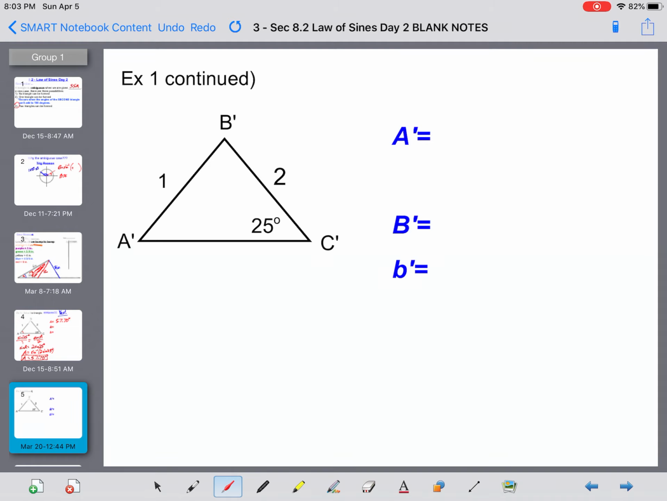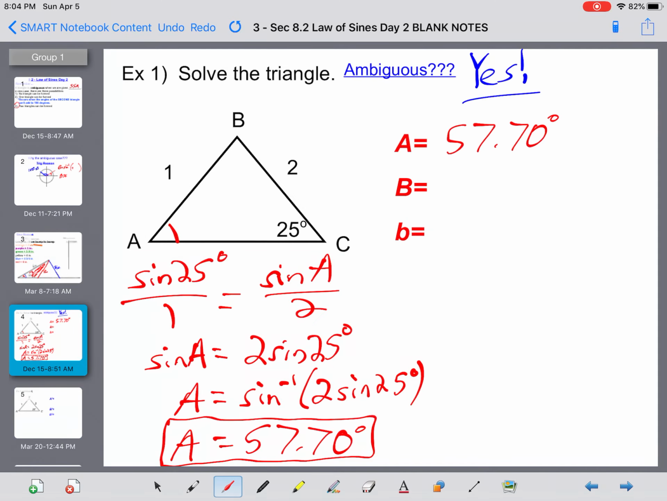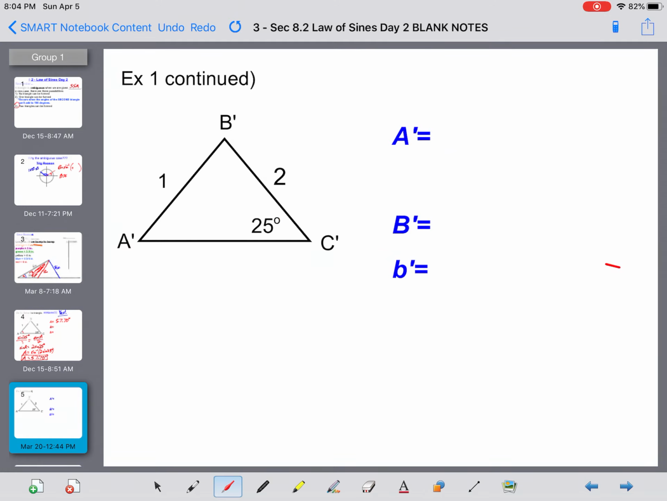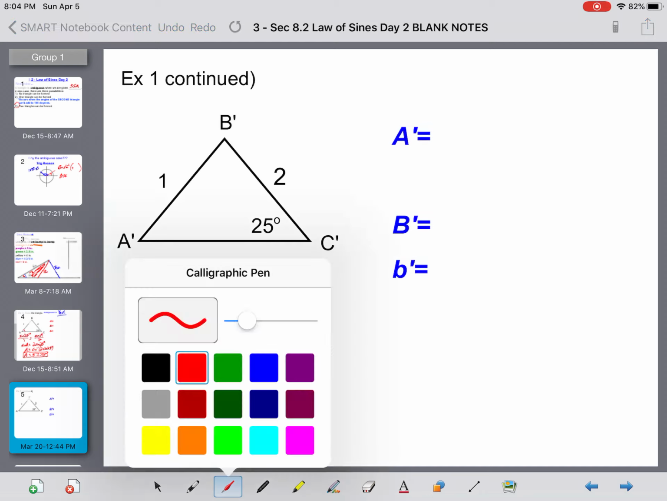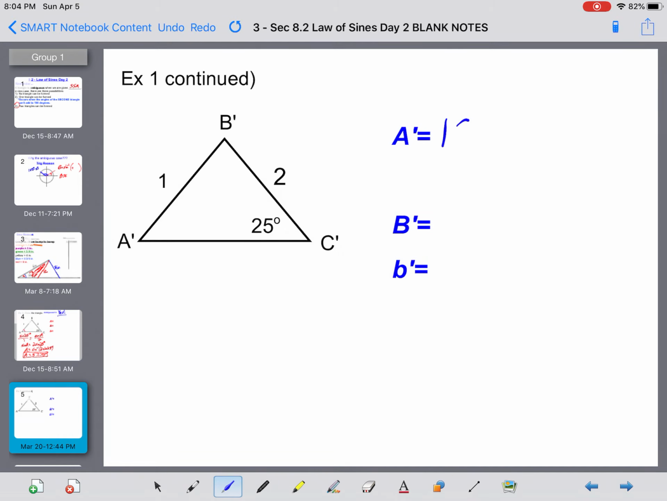We call that prime, A prime, B prime. And all that does is signify a second triangle now. So if the first angle A in red here was 57.70 degrees, the other option for A, oh, sorry, I'm going to color code this. The other option for A is 180 degrees minus 57.70 degrees. That's that quadrant 2 angle.